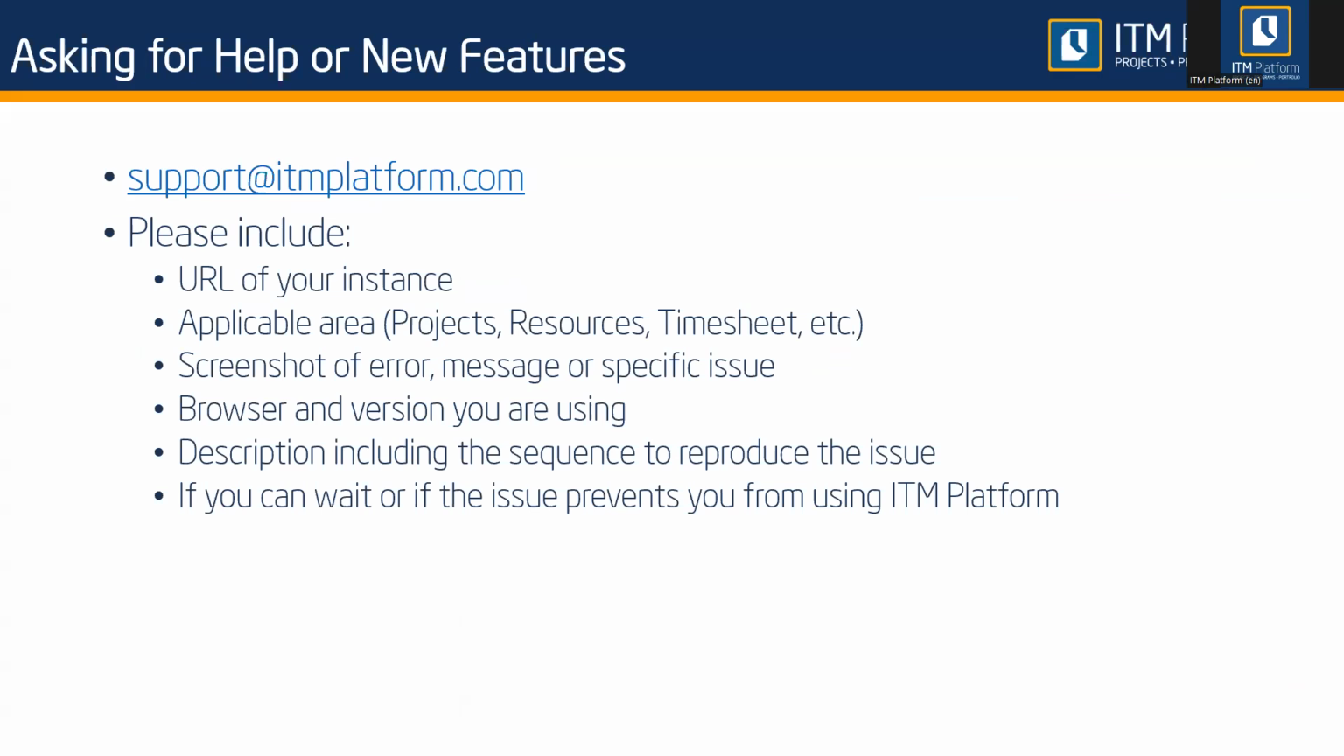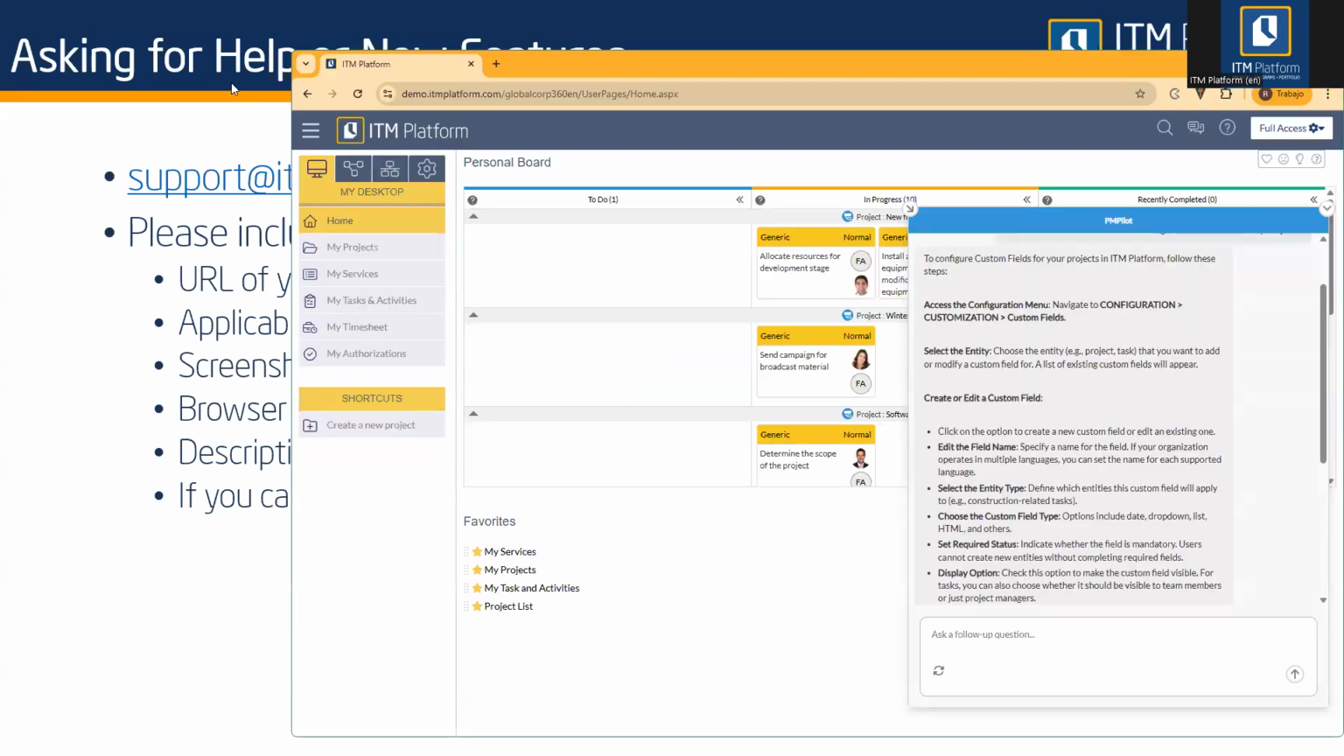Now, you can write us whatever you require. However, we would encourage you to include the following, because that will help us better understand the situation and how to better respond to your request. First, please include the URL of your instance. If you don't know how to get it, let me show you. It's super simple. The easiest way of getting that is from your browser. Just take a look after itmplatform.com, and the next thing in between forward slashes is your specific URL. So please provide us with that so we know which instance you are using.